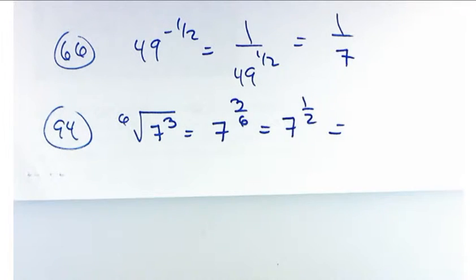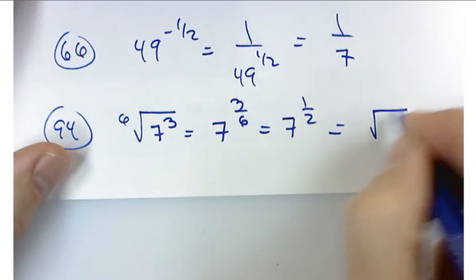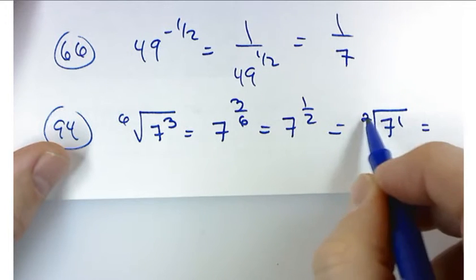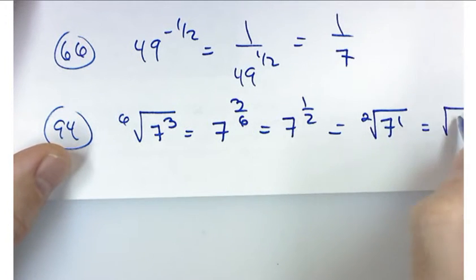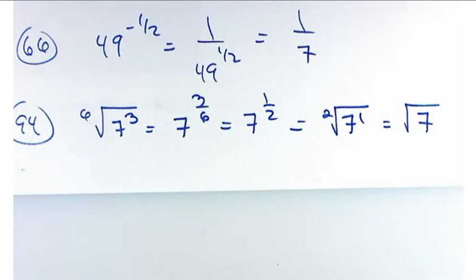And now let's write it again using radicals, because we've simplified this a little bit. What is it using radicals? Square root of 7. And you don't need to write the square here, or the 2 here. You don't need to write the 1 here. You can just write the square root of 7. But nice. We got some nice simplification out of that one.